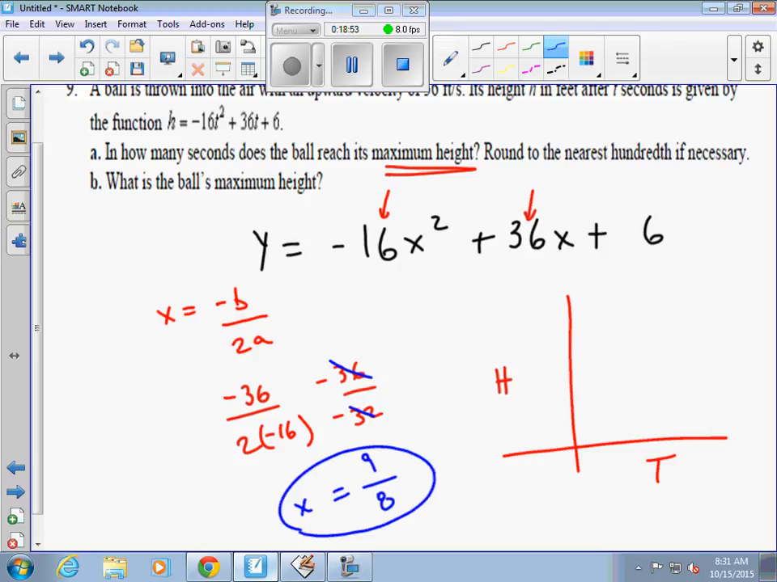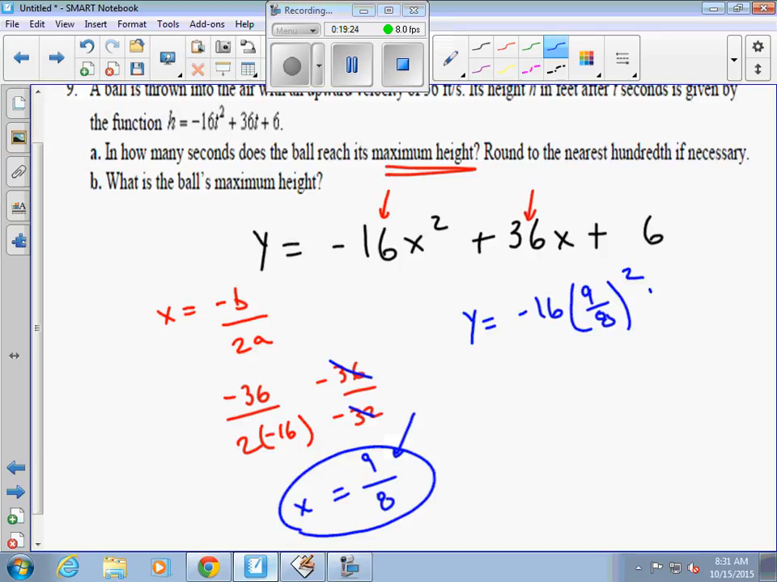So it says round to the nearest hundredth as necessary, 1 1/8 seconds. And what is the ball's maximum height? The maximum height will be how high it gets here on the picture. So what you're finding is the vertex. All you need to do to find the vertex is plug in the value that we just found, 9 over 8, and find what the y is. Y equals -16 times 9 over 8 squared plus 36 times 9 over 8 plus 6. And once you get your y value from there, that's going to be your maximum height.